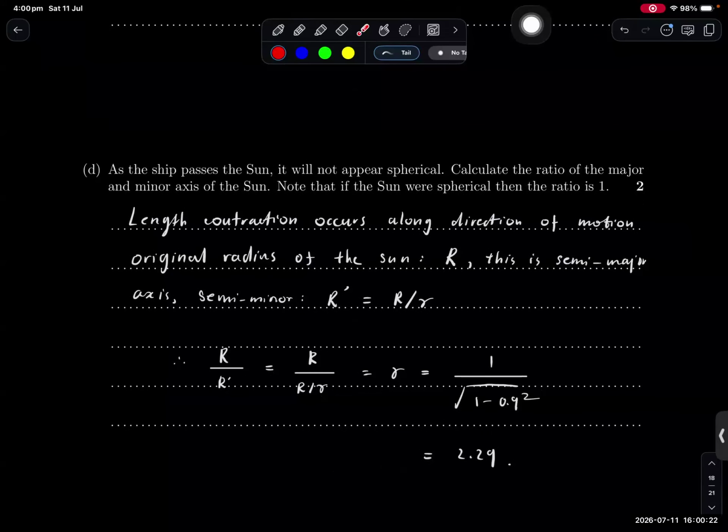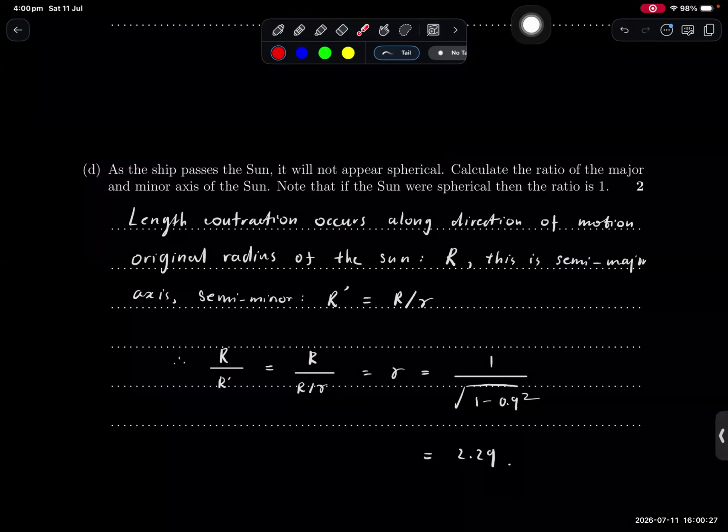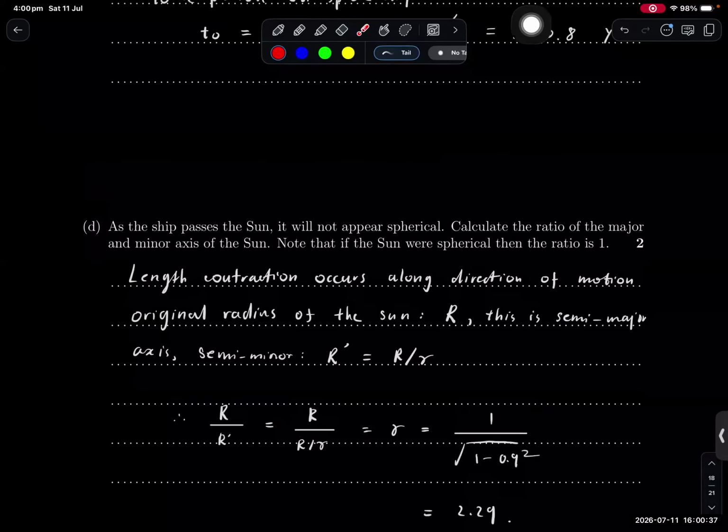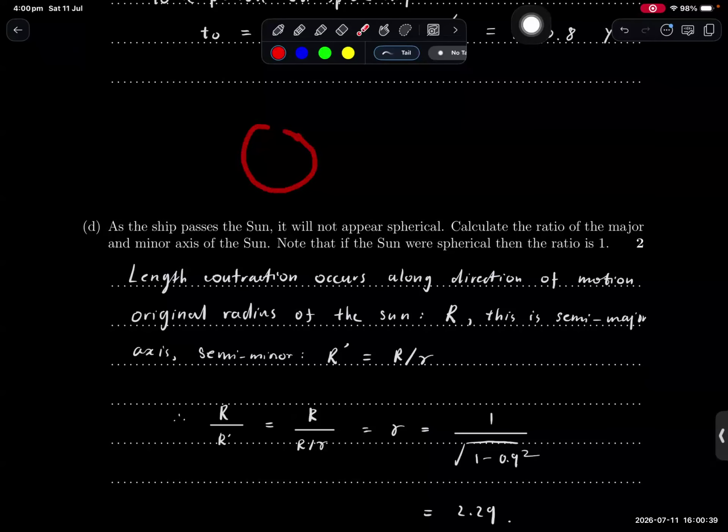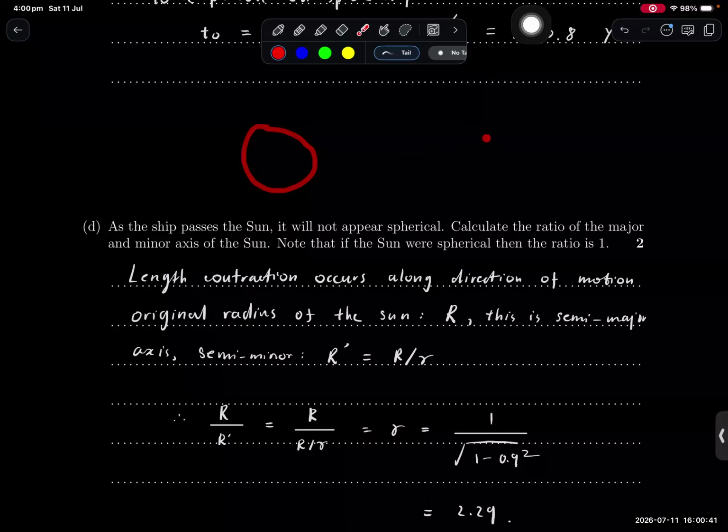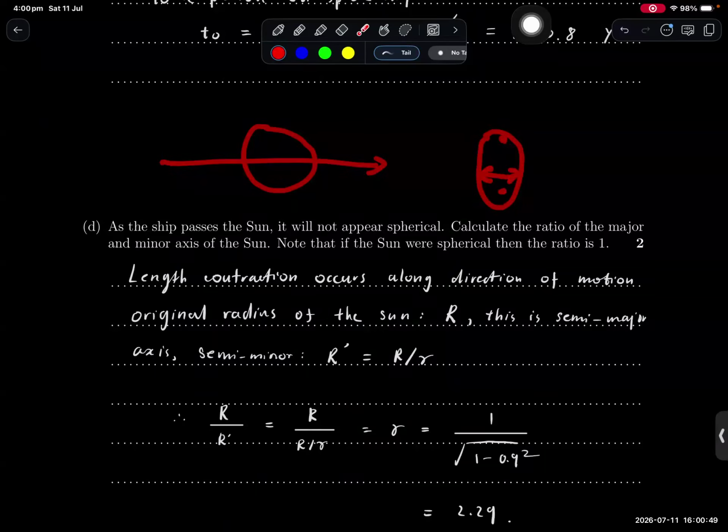Question D, as the ship passes the sun, it will not appear to be spherical. Calculate the ratio of the major and minor axes of the sun. If the sun was spherical, then the ratio is 1. This is when the sun is relatively stationary. If you observe it while traveling at relativistic speed, it will go something like this, right? So this direction will be contracted to be a shorter axis, the minor axis, and this will be a longer axis.